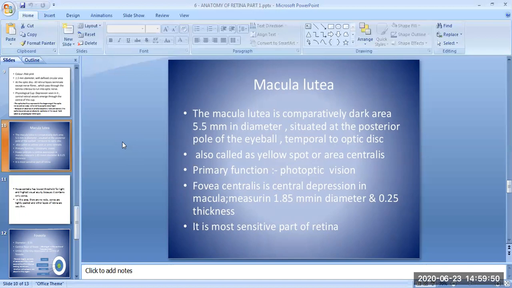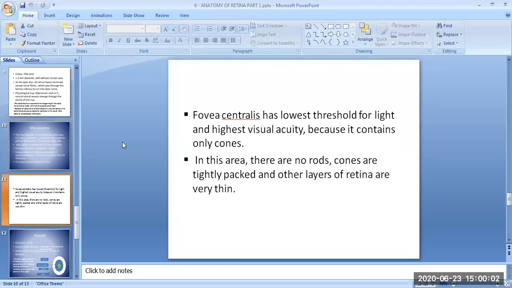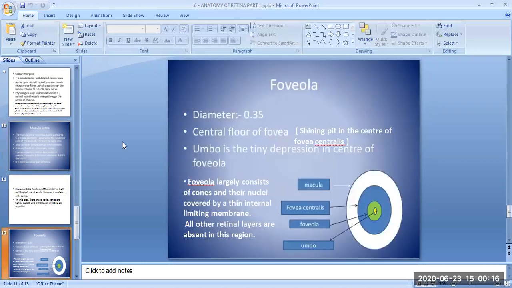Fovea centralis is the central depression in the macula which measures about 1.85 millimeter in diameter and 0.25 thickness. It is the most sensitive part of retina. Fovea centralis has the lowest threshold for light and highest visual acuity because it contains only cones. In this area, there are no rods, cones are tightly packed, and other layers of retina are very thin.